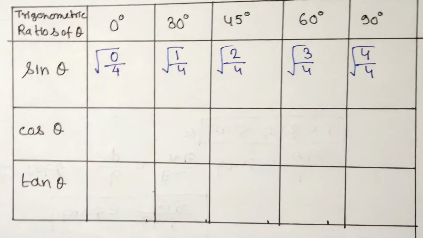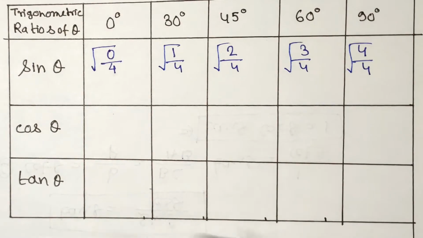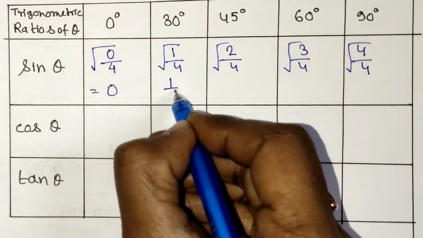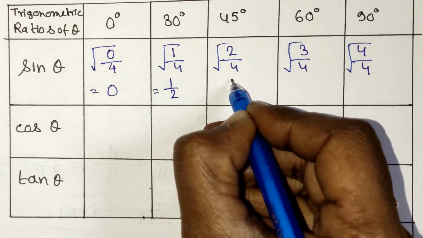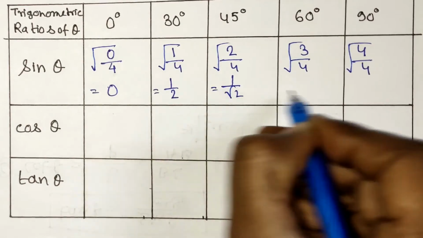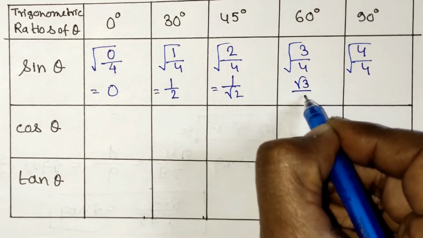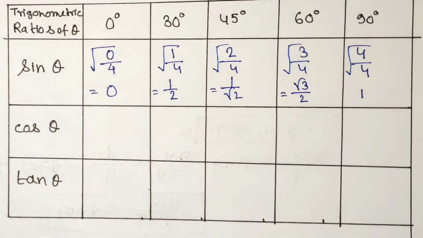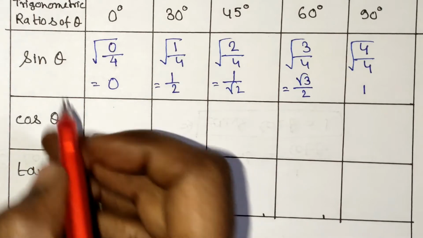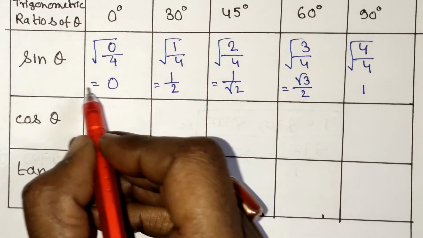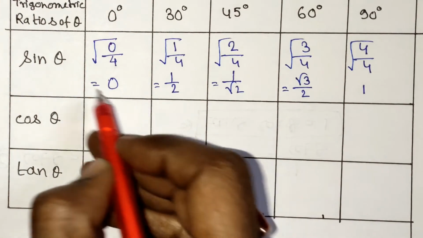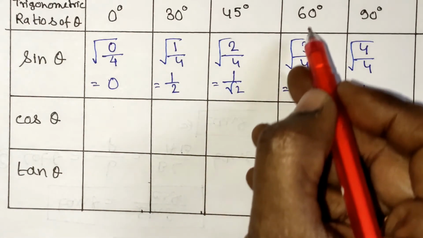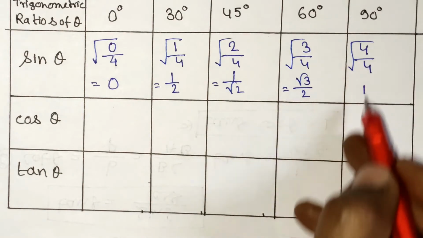We are considering here only the positive square roots, and this gives us the values 0, this is half, this is 1 by root 2, this is root 3 by 2, and this is 1. So the values of the trigonometric ratios are sin 0 is 0, sin 30 degree is half, sin 45 degree is 1 by root 2, sin 60 degree is root 3 by 2, and sin 90 is 1.